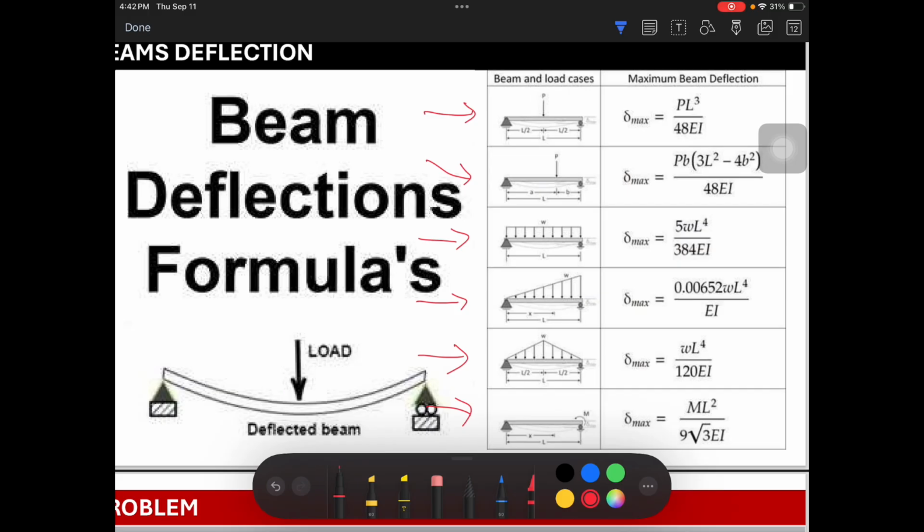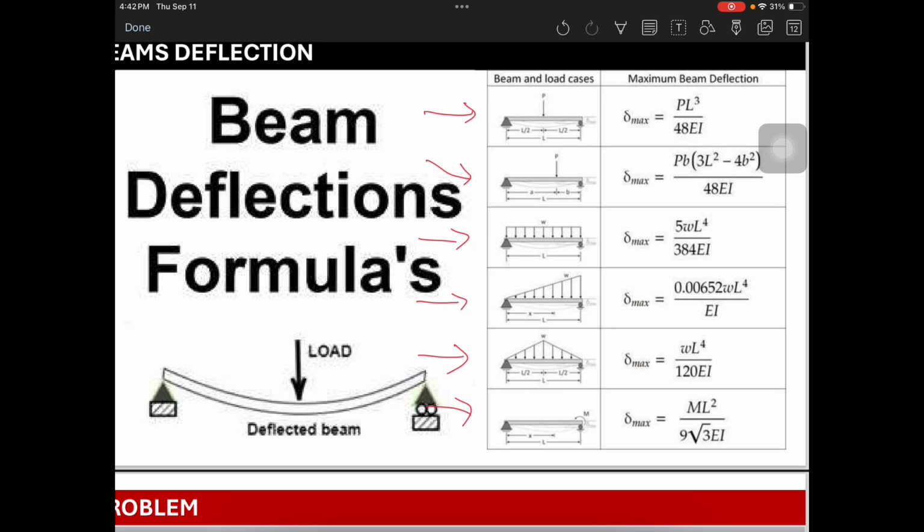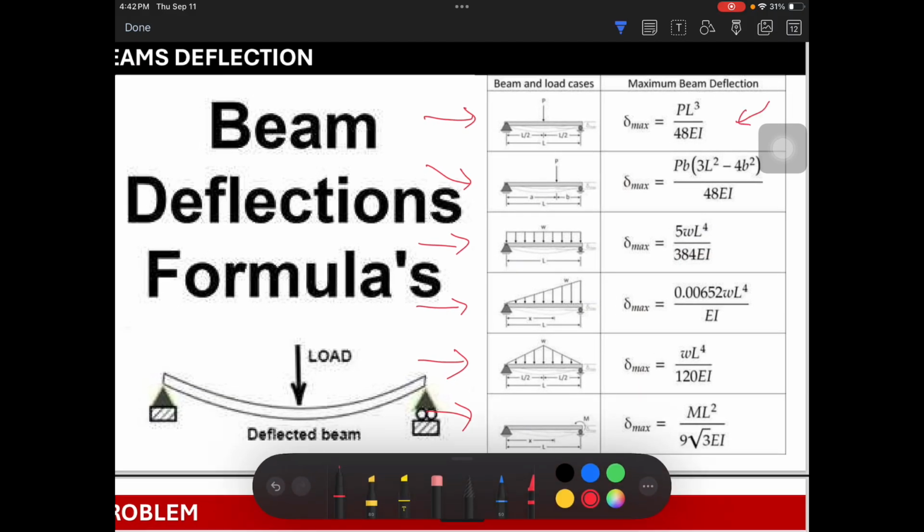So anyway, if your beam is in these cases, these are the formulas you will follow. If this is your case, simply supported means hinge and roller or those types of support, and your loading is a point load or concentrated load at the middle, that's why you see L over 2. It means your vertical load is applied at the center.